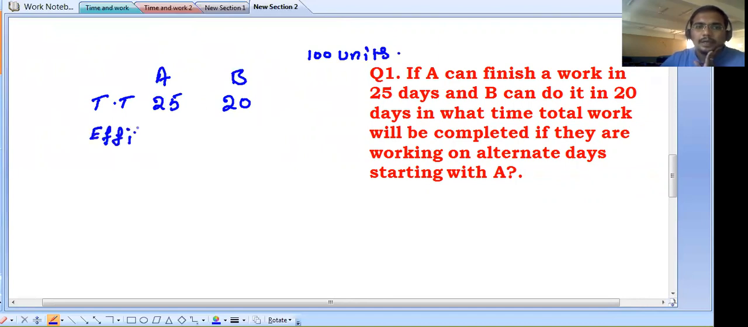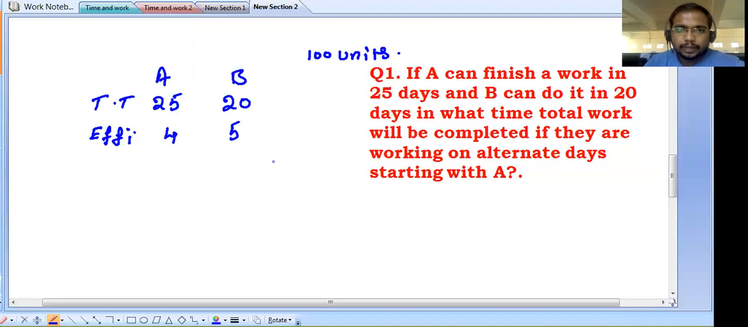Efficiency means one day's work. See, if 100 units is given to A, then he will complete it in 25 days. If the same 100 units is given to B, then he will complete it in 20 days. That means every day A will complete 4 units, and B will complete 5 units.